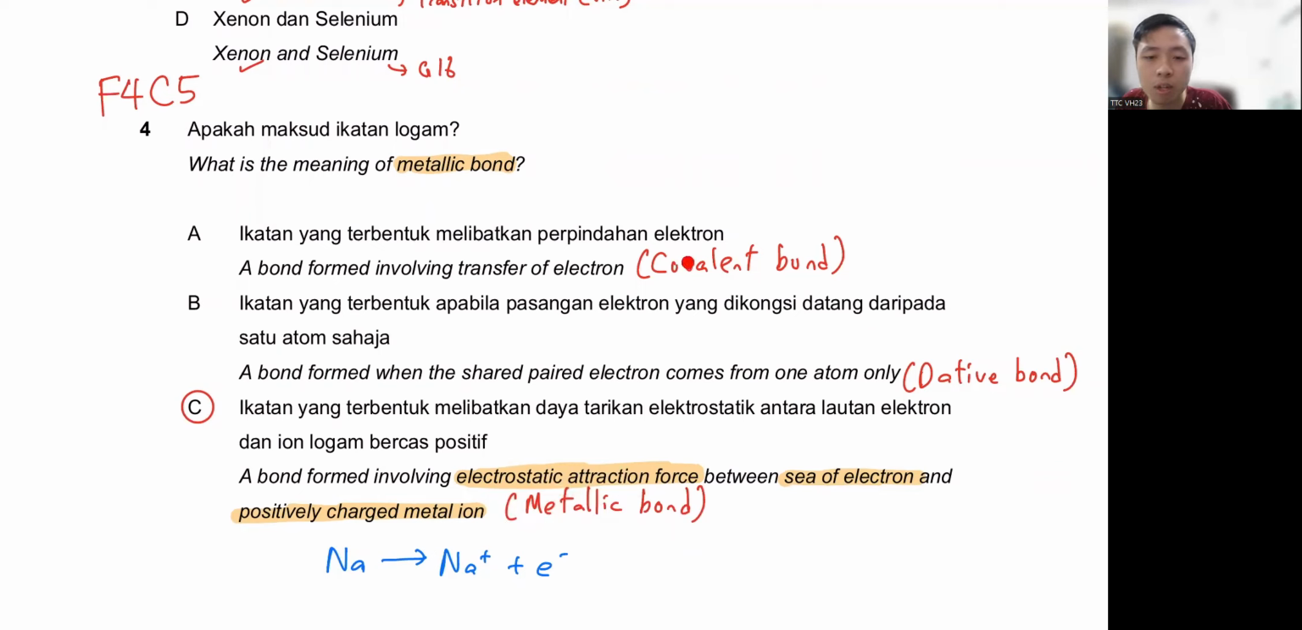A is talking about covalent bond, transfer of electron, and it is not covalent bond. Sorry, I'm trying to change a bit. This one is actually ionic bond. Transfer of electron is ionic bond. Sharing of electron is covalent bond. B is talking about dative bond. Dative bond is similar to covalent bond, but the electrons only come from one atom. Remember, one side gives both.